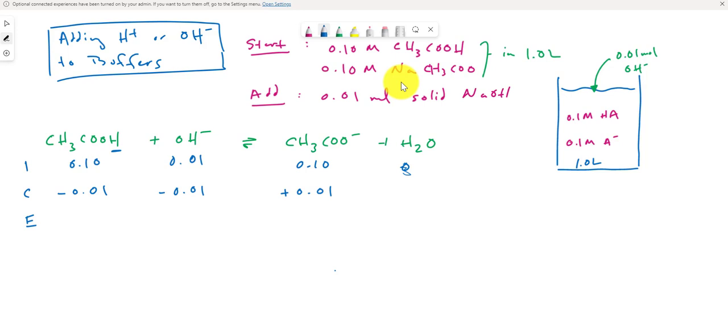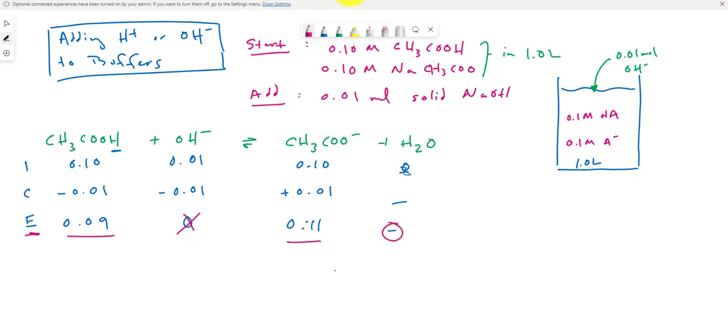And so that means at equilibrium, we're going to have 0.09 here, we're going to have 0, we're going to have, in this case, 0.11, and then the water, of course, is not consequential. Okay, so now it's important to ask ourselves, at equilibrium, what do we have in the system? Well, we've gotten rid of all of the strong base, that's gone. And so what we really have is the weak acid, its conjugate base, and we, of course, have water.